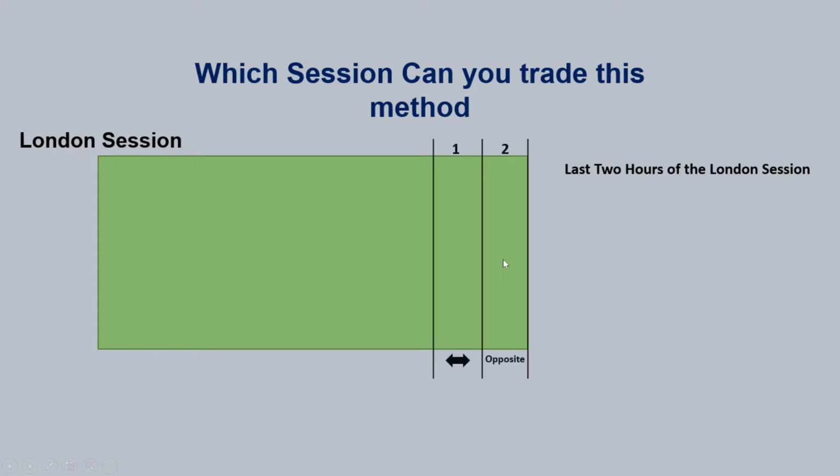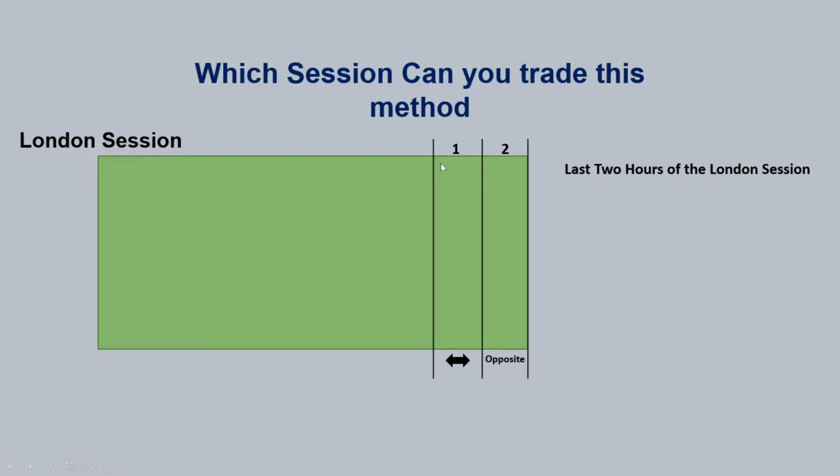So when we break it down into two, this is the first hour, and this is the second hour. So whatever happens in this first hour, we see the opposite in the next hour.